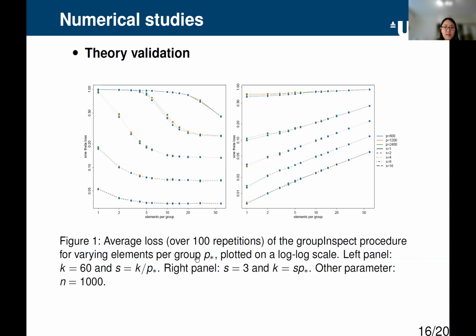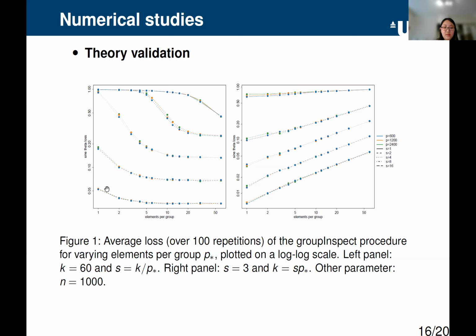We conduct the experiment in 2 settings. So we first look at the left panel. In the left panel, we fix the total number of coordinates with change to be 60. And because the group size is varying, the group sparsity is also varying. And for the right panel, we fix the group sparsity to be 3. And the total number of coordinates with change is varying with P star.